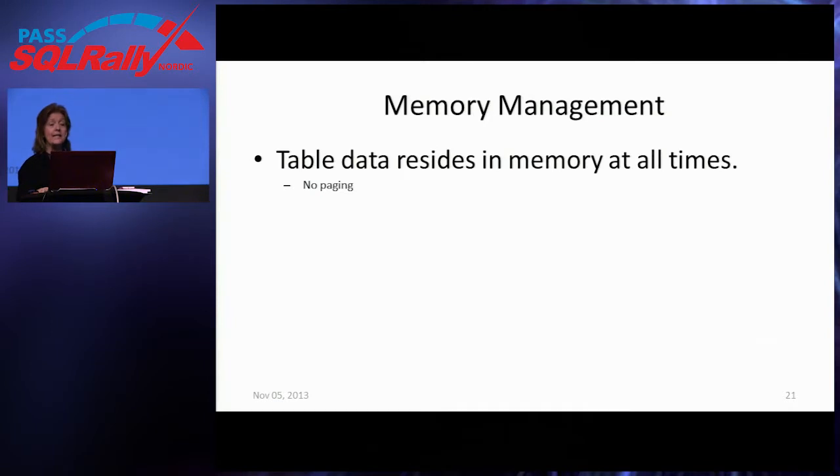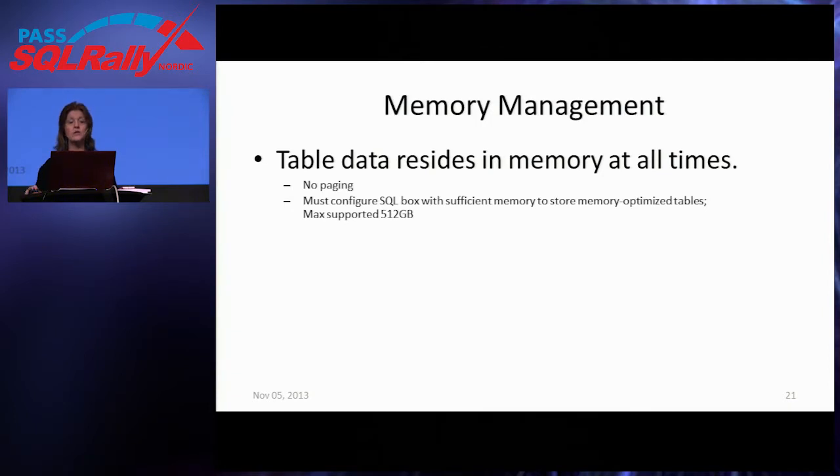Okay, so you need to keep in mind that all of the data for all of the memory optimized tables, the ones you've defined as in memory as part of the table definition, it's in memory at all times. So there is no paging in and out from disk. You need to make sure SQL Server has enough memory, and at this point there is an upper limit of 512 gigabytes for memory optimized objects.